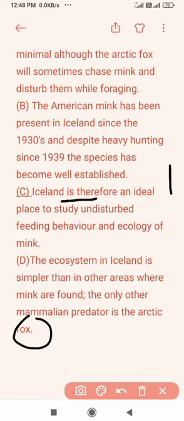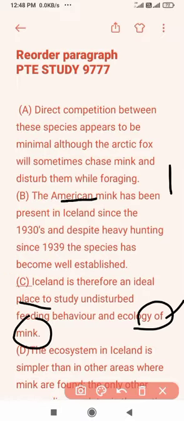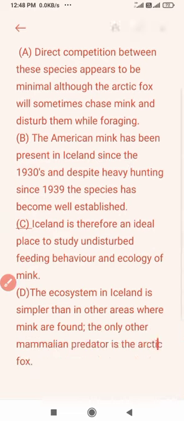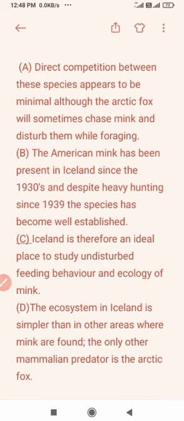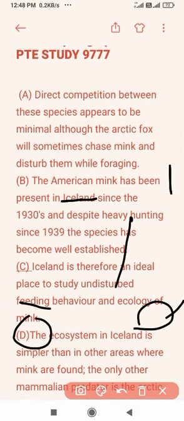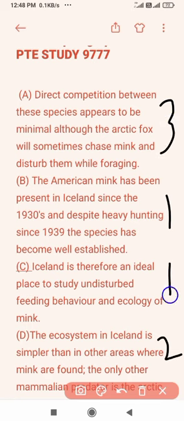This is Arctic fox. One is mink, and other is fox. Okay. So this is our first. B is our first. This is our first. This is second. And the direct competition between these is third. And this is therefore fourth.